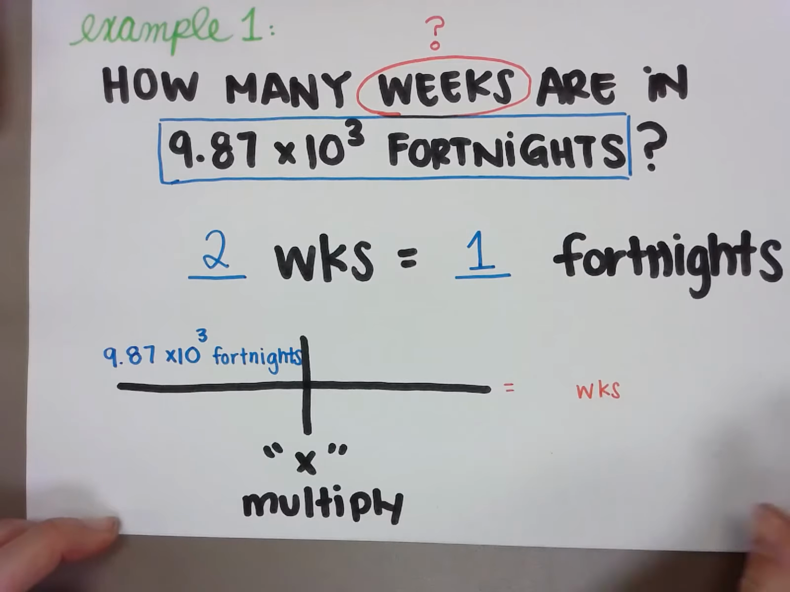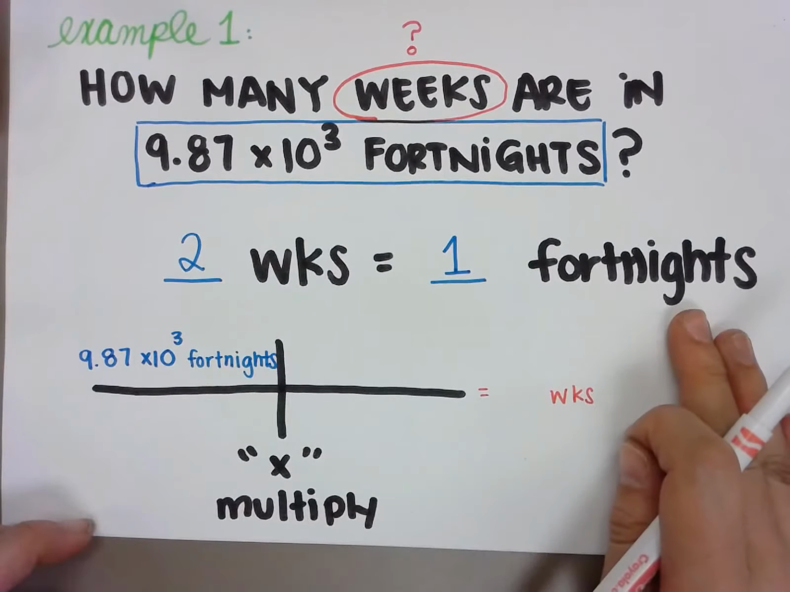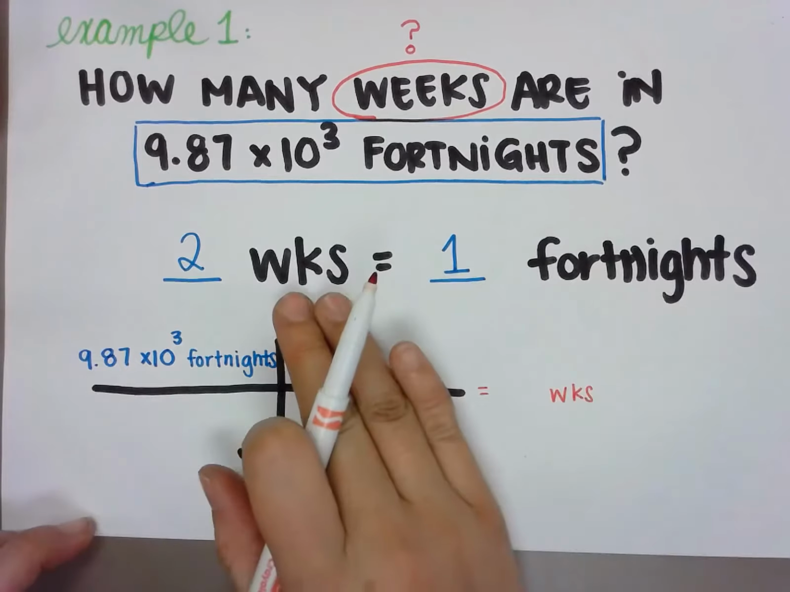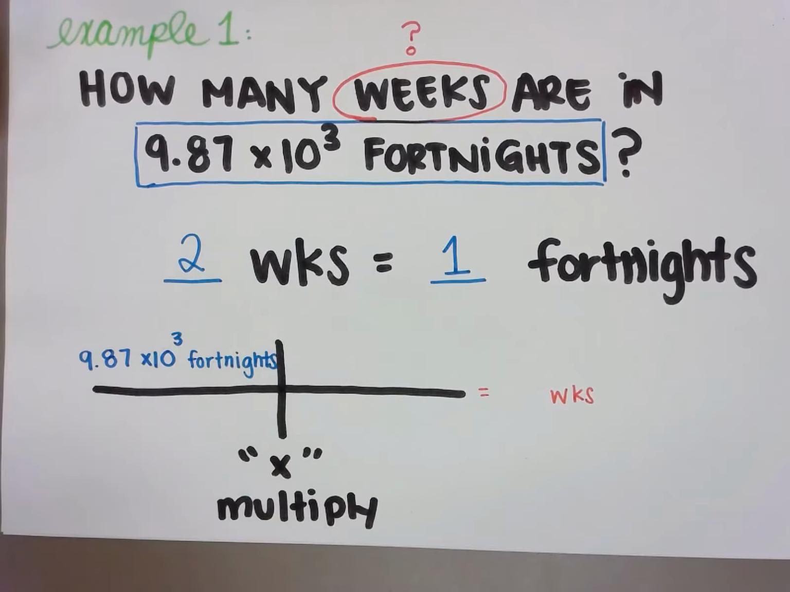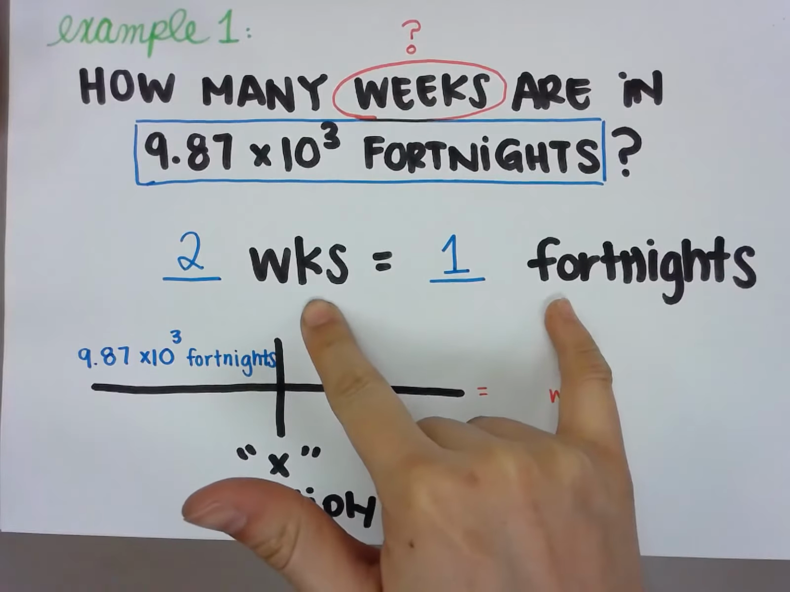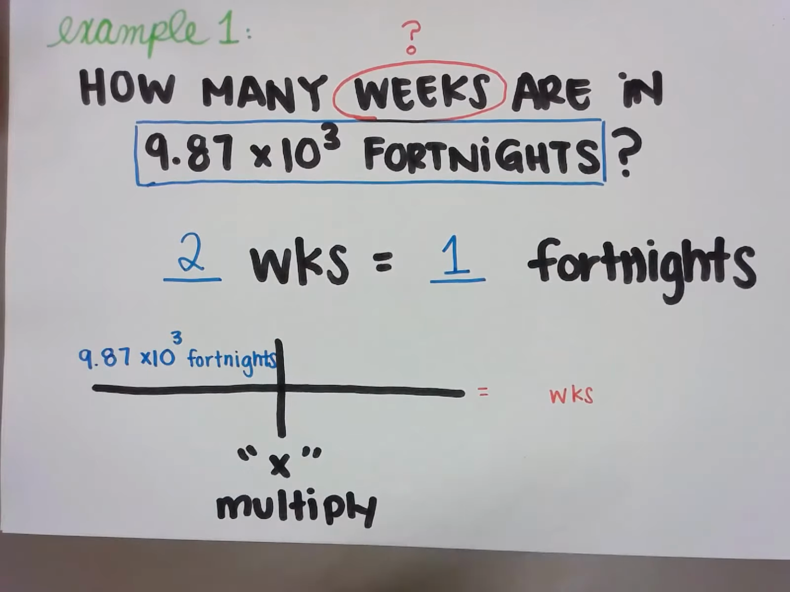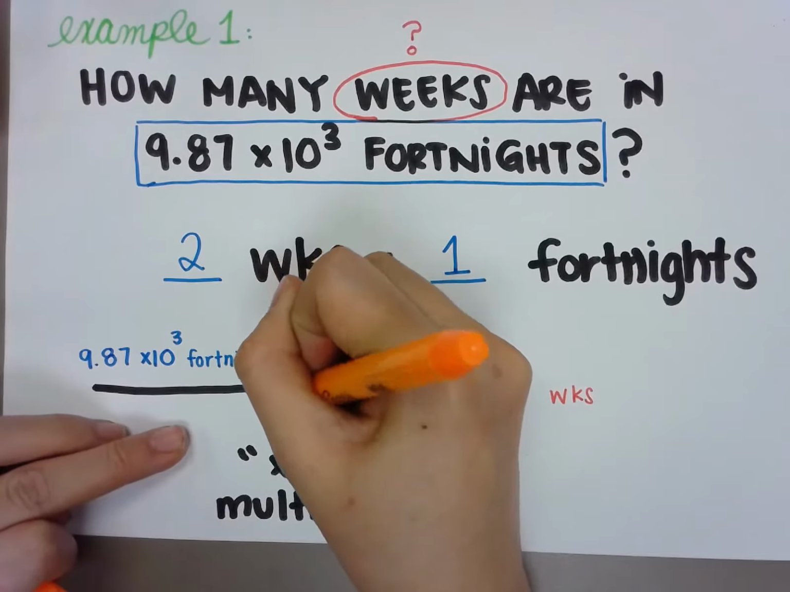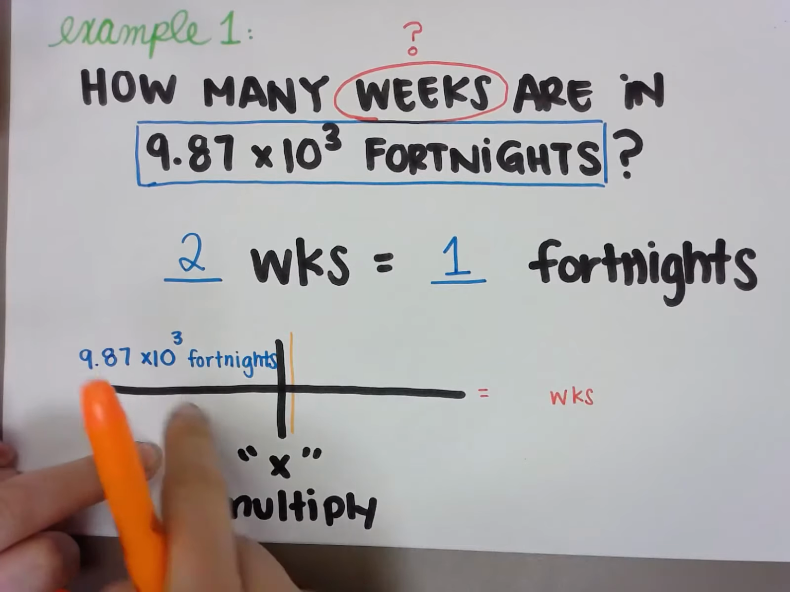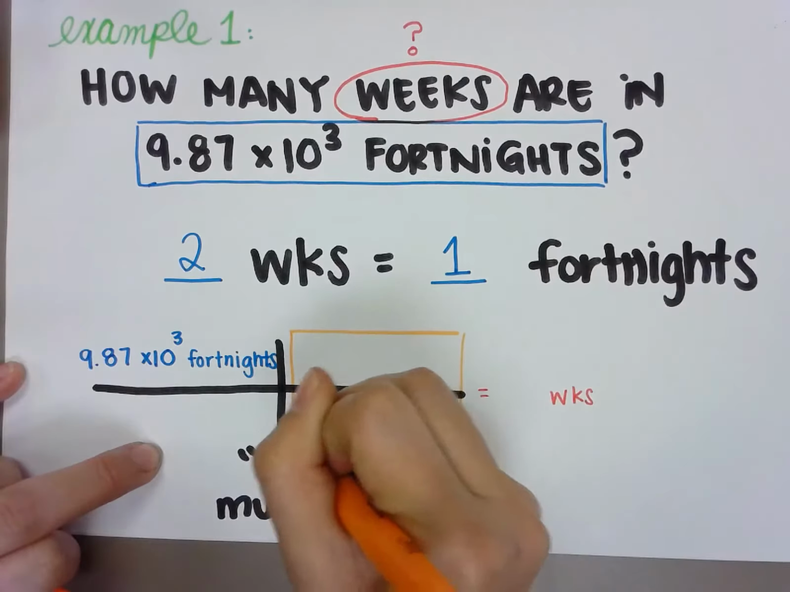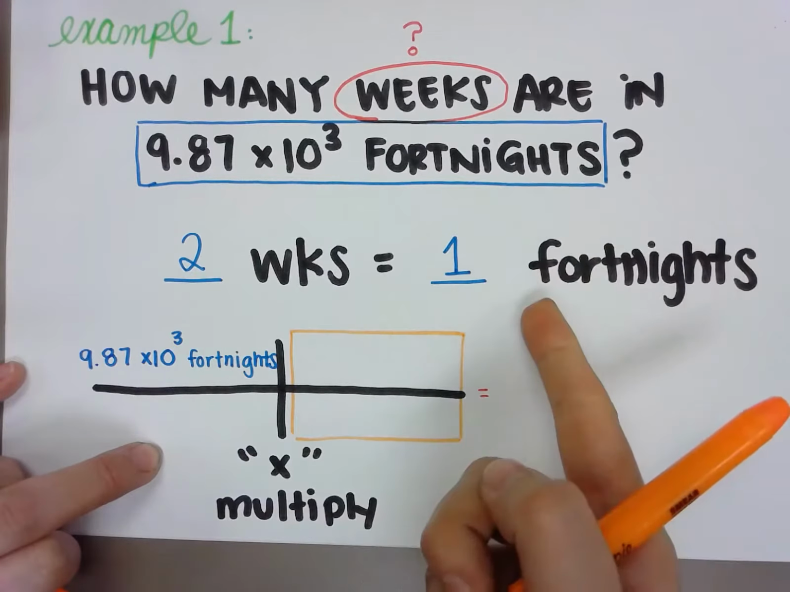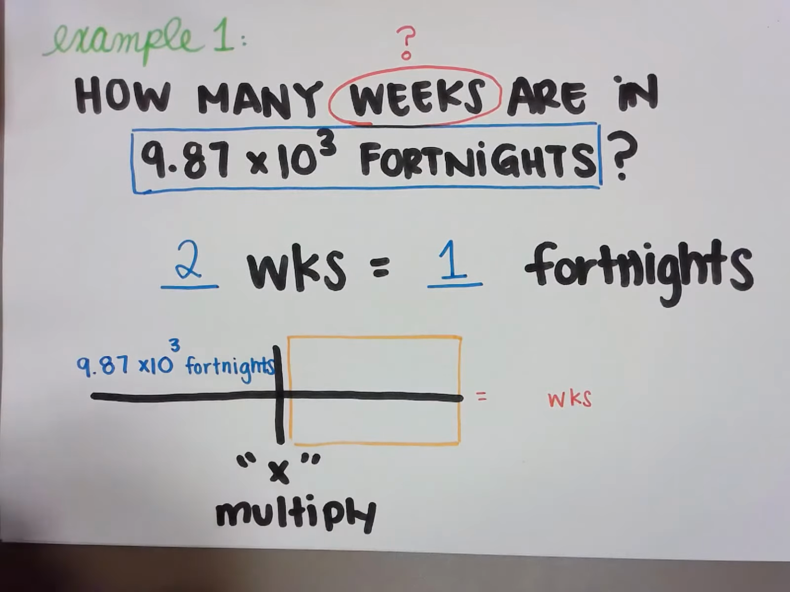And so I'm going to be solving for weeks. We have this equivalent relationship where I know that 1 fortnight is equal to 2 weeks. And because I already know that I can write these equivalent relationships as a fraction, this new bar right here is exactly where I'm going to put my conversion factor. So I'm going to take what I have and multiply it by my conversion factor, which is just my equivalent relationship expressed as a fraction.